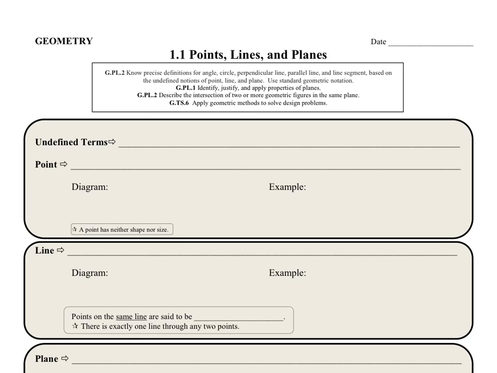Now, the first set of notes that we'll be going over is Chapter 1.1, Points, Lines, and Planes. All our notes for the entire year will look exactly like these. The first thing I'll need you to do is write the date at the top right-hand corner of the day you are taking your notes. This will keep you organized as to knowing when you have taken your notes.